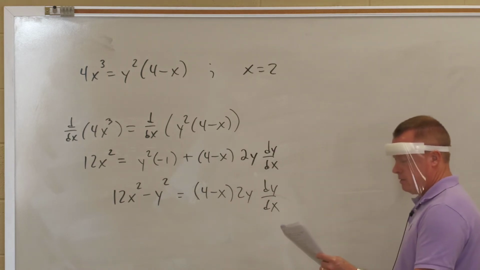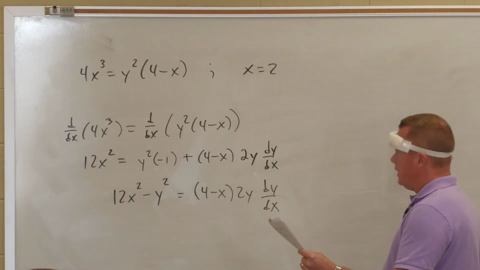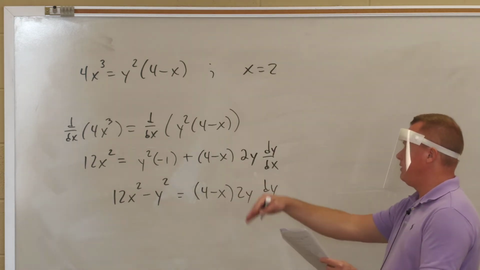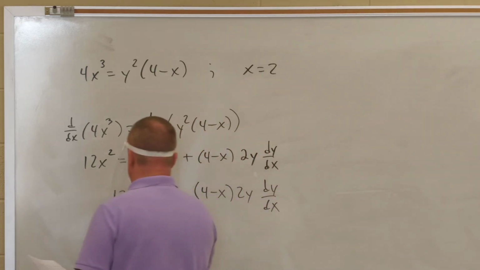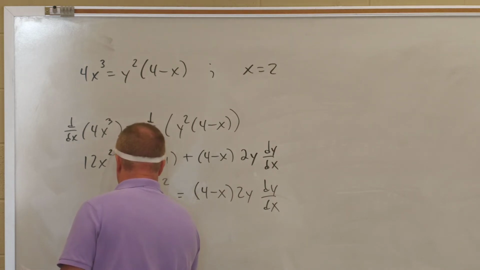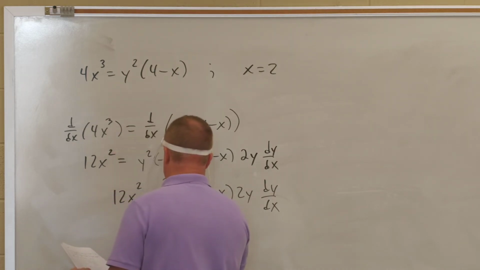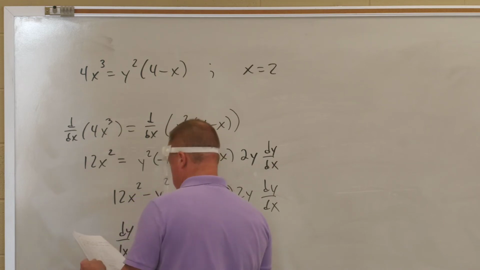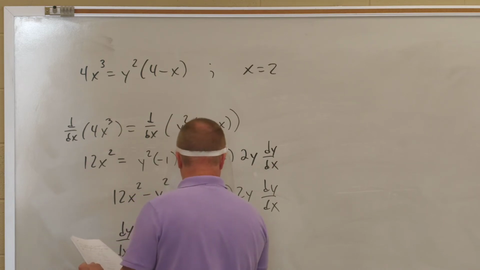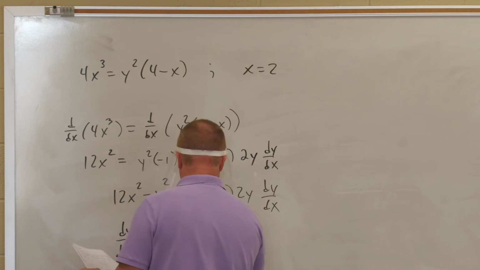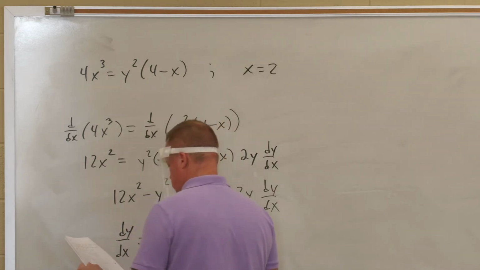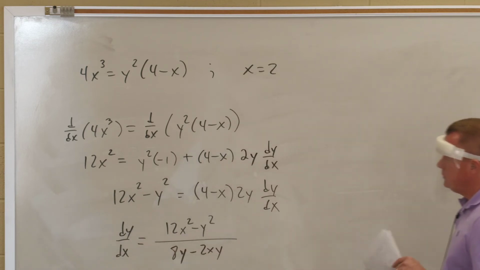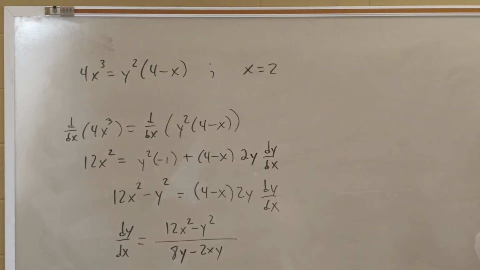Got that. And then just divide both sides by the 4 minus x 2y. So my derivative then would be 12x squared minus y squared over, and I went ahead and distributed there, you didn't have to, 8y minus 2xy. Okay? So that is the derivative. Any questions about that?